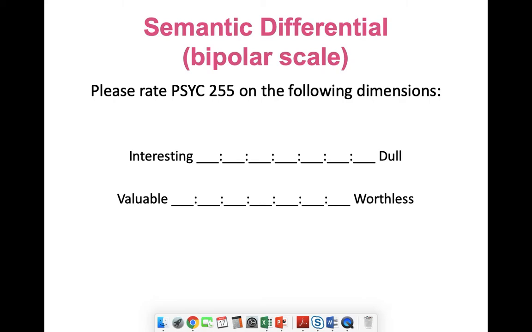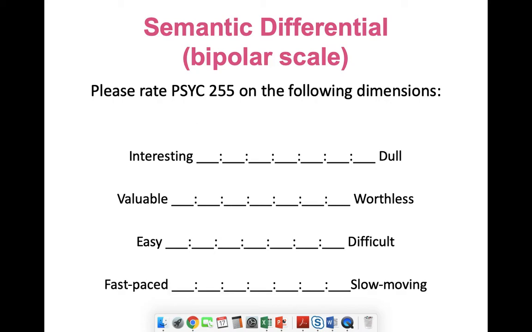Okay, another way to ask a question on a rating scale is to use something called a semantic differential. A semantic differential measures people's evaluations of things in terms of their ratings on a bipolar scale that has contrasting adjectives on each end. So I could ask you to rate Psych 255 on the following dimensions: interesting to dull, valuable to worthless, easy to difficult, fast-paced to slow-moving. You notice that at each end of the continuum, there are basically opposites.